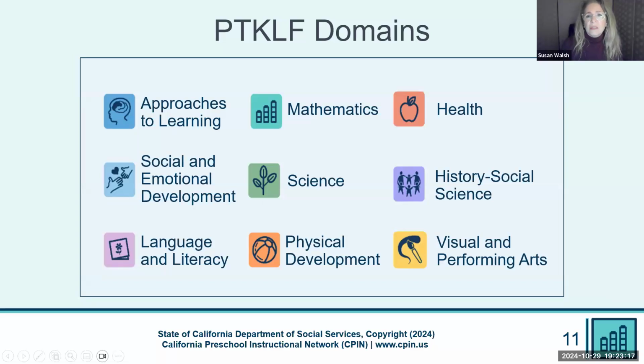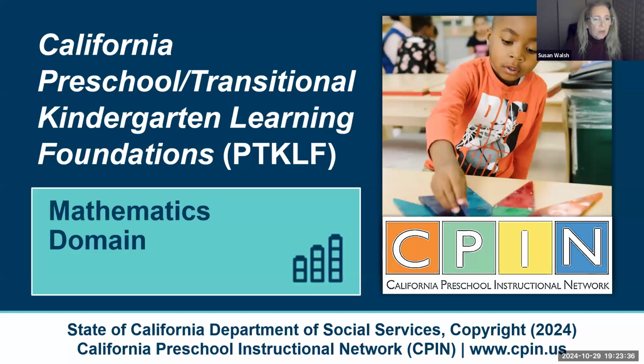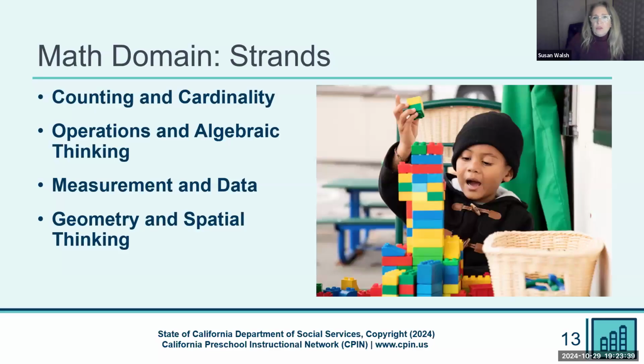So before I say that, the PTKLF has 9 domains, and it addresses the whole child. Sometimes we talk about development in terms of social, emotional, cognitive, and physical, but this has been distilled and refined into 9 different domains. And so we'll talk about the math domain right now. Take a moment to read what the strands are. Think about the domain as a big umbrella, and think about raindrops coming off of that umbrella. And that makes up the math domain, right? So those are strands. Those are the 4 strands that make up the math domain.